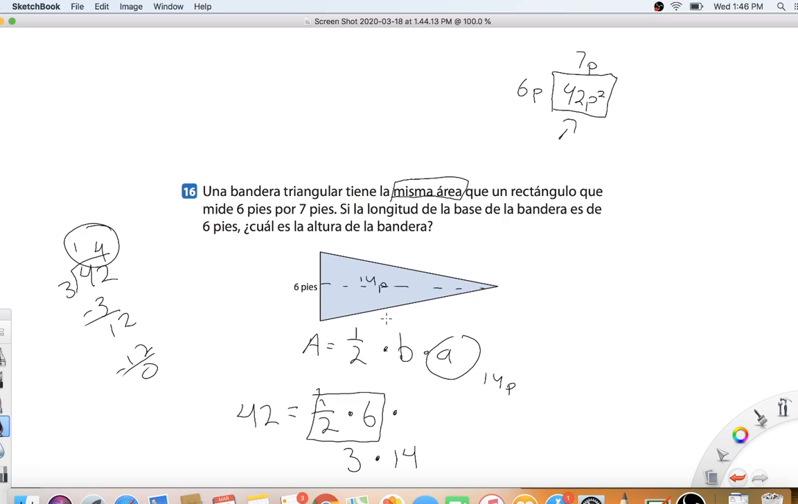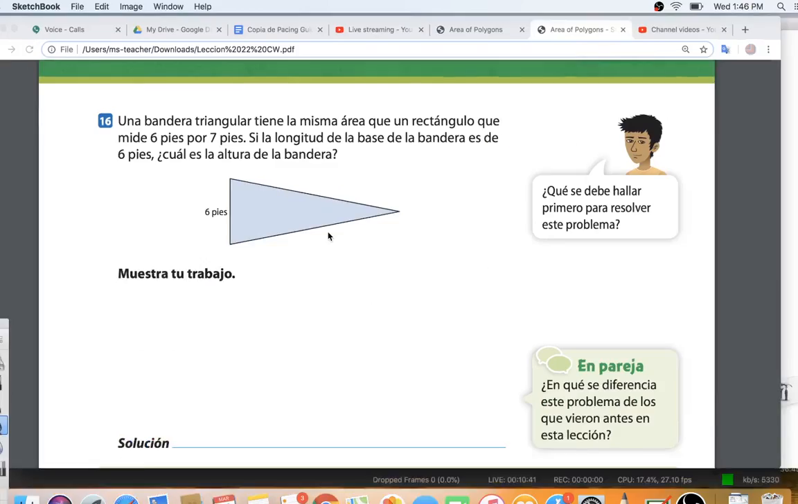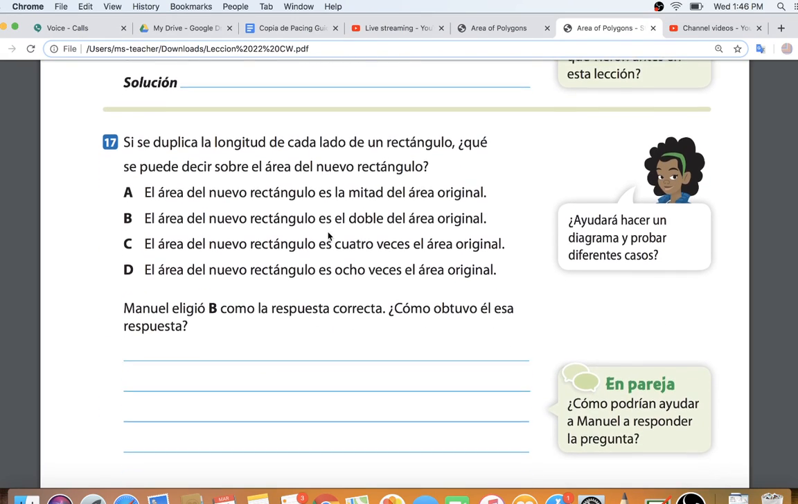Vamos a ir a la otra pregunta, número 17. Dice, si se duplica la longitud de cada lado de un rectángulo, ¿qué se puede decir sobre el área del nuevo rectángulo? Para la parte A dice, el área del nuevo rectángulo es la mitad del área original. La área del nuevo rectángulo es el doble del área original.